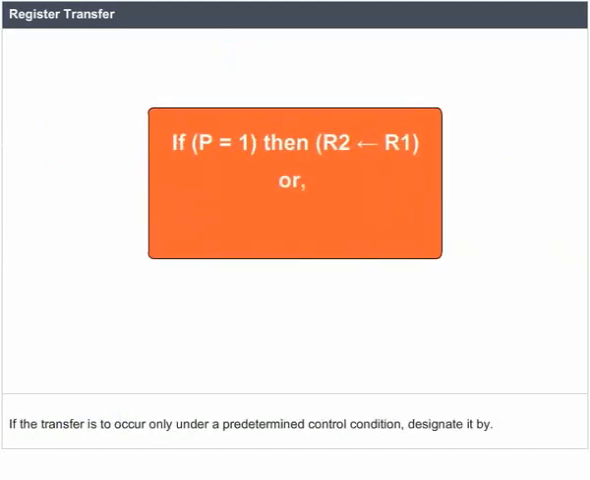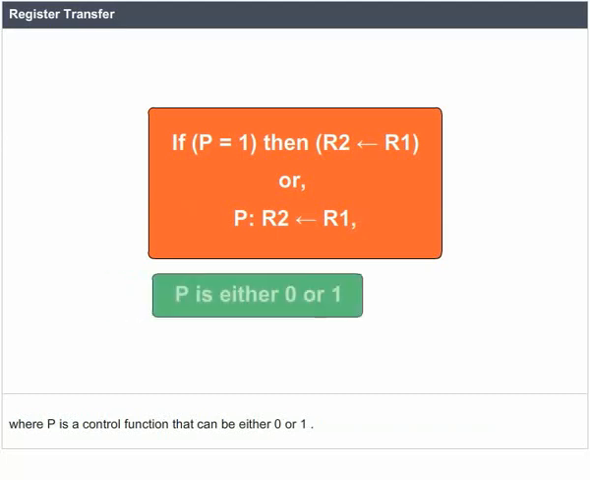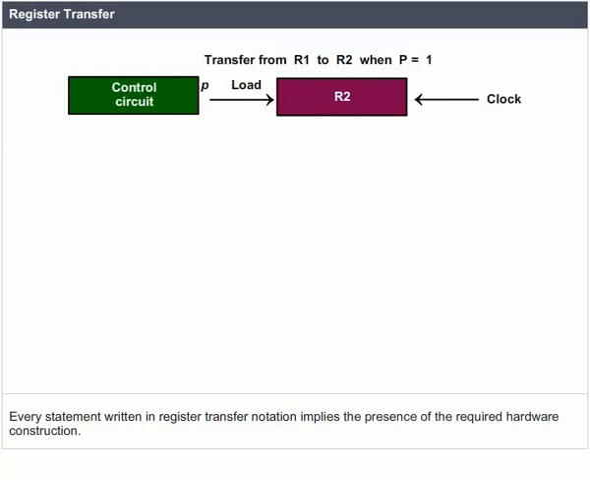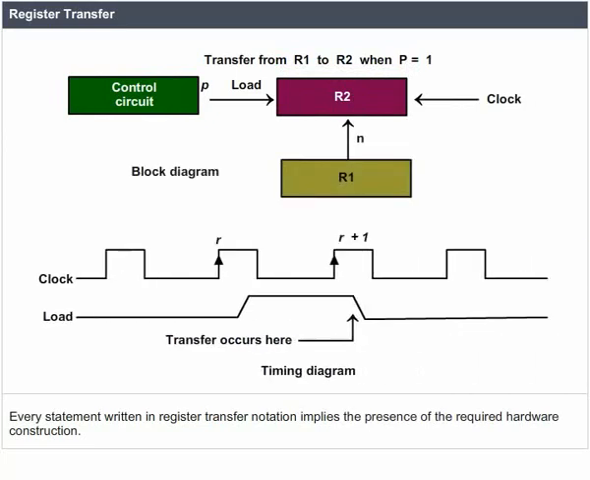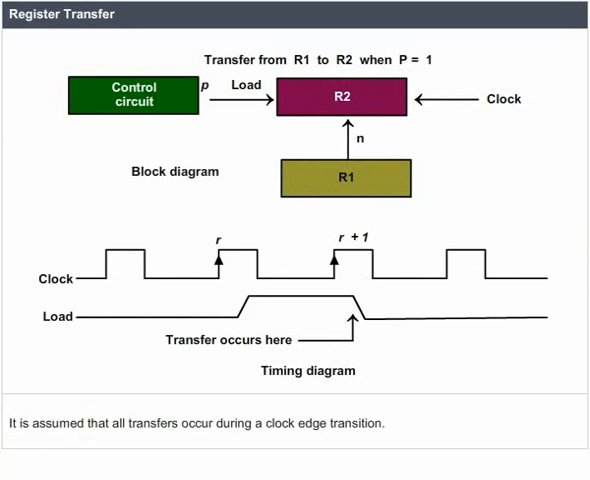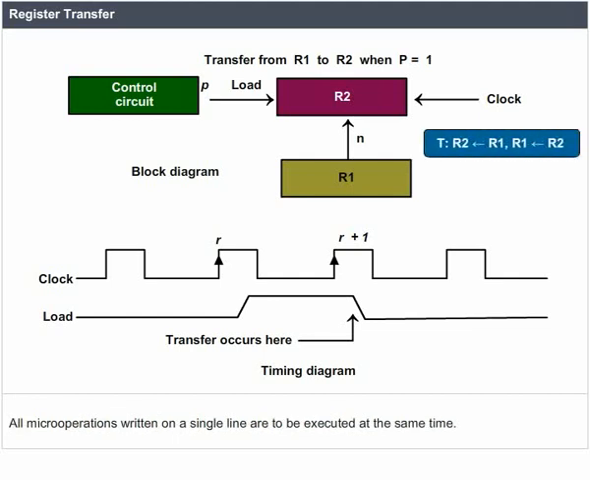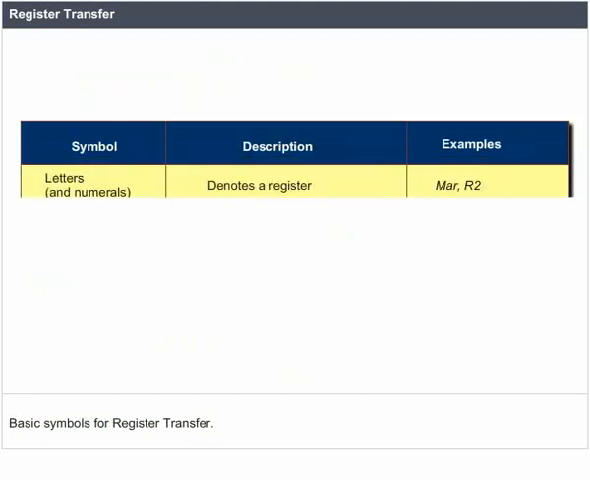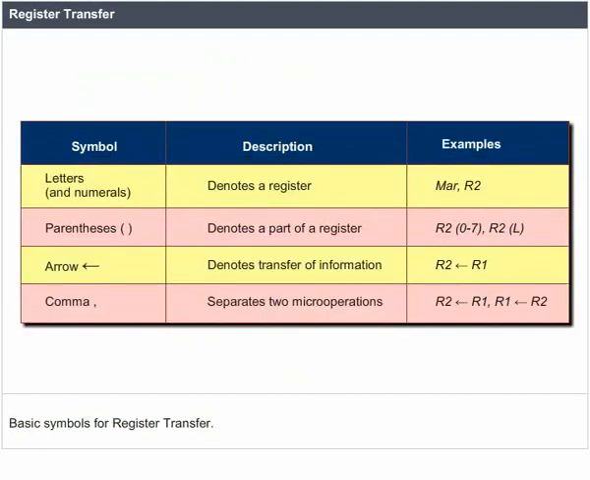If the transfer is to occur only under a predetermined control condition, designate it by: if P equals 1, then R2 ← R1, or P: R2 ← R1, where P is a control function that can be either 0 or 1. Every statement written in register transfer notation implies the presence of the required hardware construction. It is assumed that all transfers occur during a clock edge transition. All micro-operations written on a single line are to be executed at the same time. Basic symbols for register transfer.